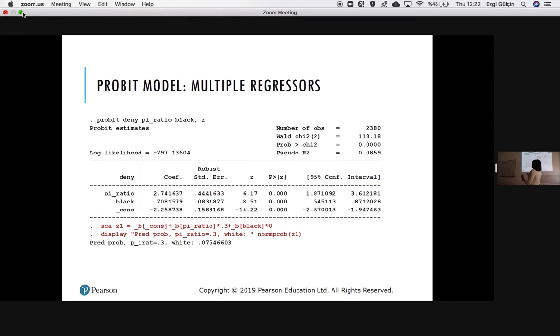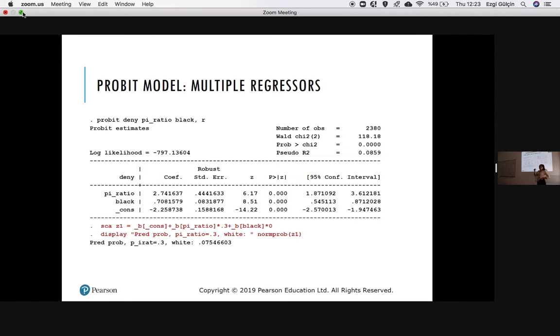In this case, we are extending this model to the multiple regression model, and then we have also another variable here which may affect whether the loan is denied or not, and this is the race of the individual. And then the question could be, does race matter in terms of the probability of being denied? Okay, how do we do that?